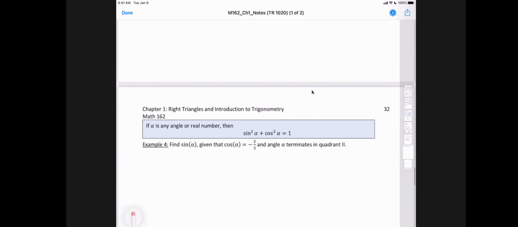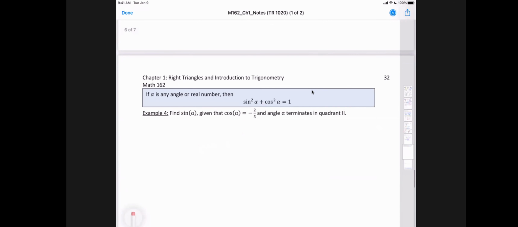So let's see how we can use this identity. If we look at example 4, it says here, find sine of alpha if we're given that we know cosine of alpha is -2/5 and alpha terminates in quadrant 2. Okay, so if we take a look at this identity that we want to use, we know that cosine of alpha is -2/5. So this -2/5 can be replaced into the second term in the identity.